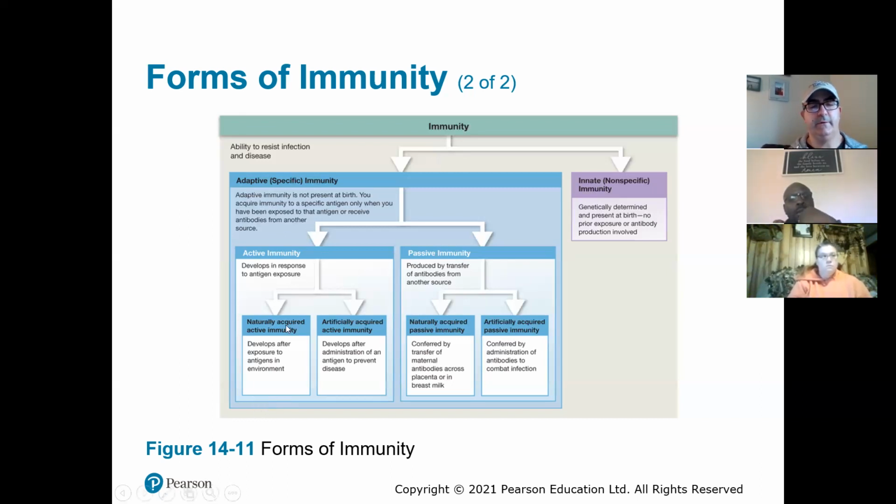Artificial acquired is something like a vaccination and immunization, where they inject something into you that activates your immune system against a particular pathogen. So you have immunity because your own body builds its immunity, but it's artificial. You didn't actually get exposed to the illness. It's usually a modified form of the virus or of the bacteria, whatever you're getting a vaccine against.